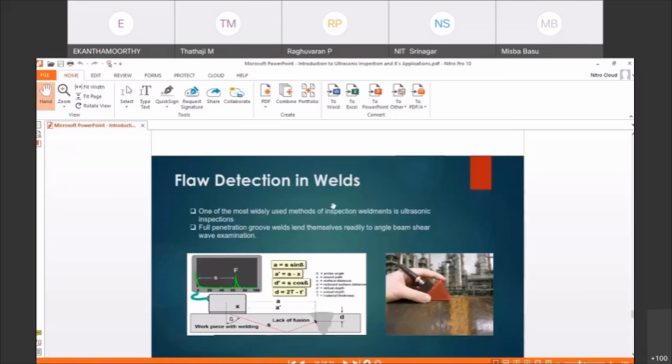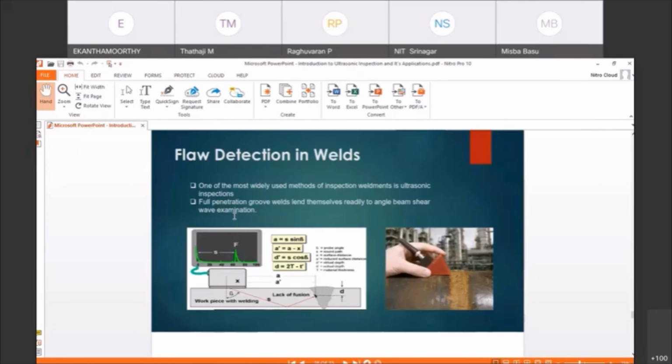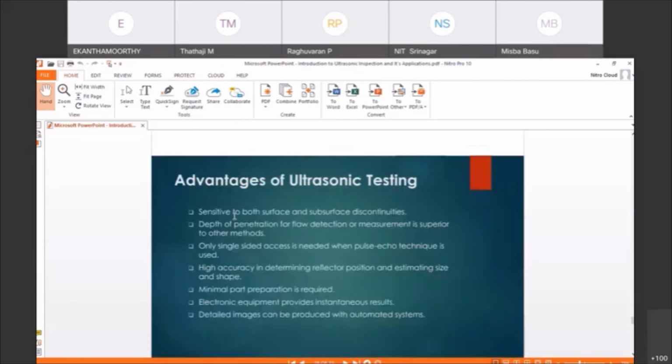These are the most widely used method of inspection for weldments. Second one is the advantages. As I told, one of the most important advantages is that only single side access is needed when the pulse echo technique is used. No need for both side access. Even if there is no access from the bottom, we can easily do it with this pulse echo technique.